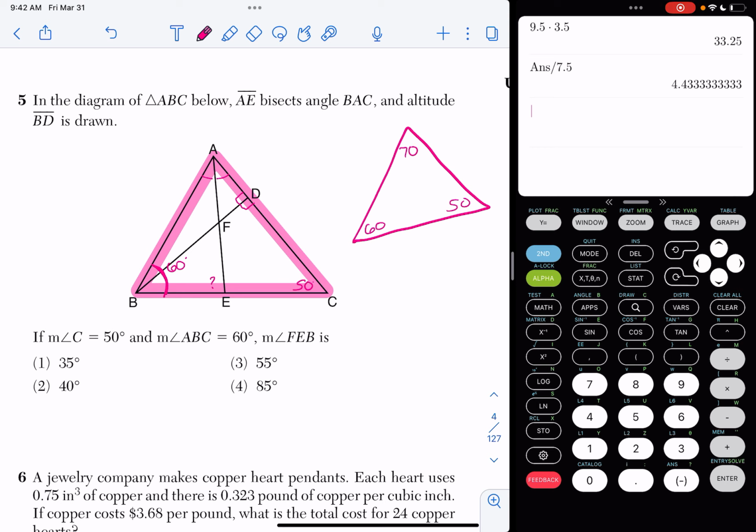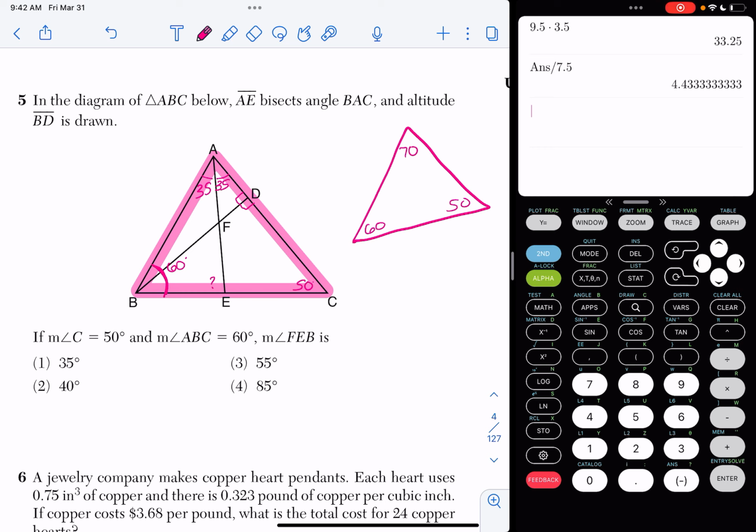We were also given the information in the problem that angle A, or angle BAC in this case, was being bisected. So I know that this is 35 and 35. Again, use the big triangle and use the fact that the interior sum of the angles in any triangle is 180 degrees.